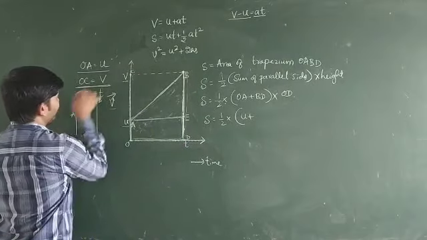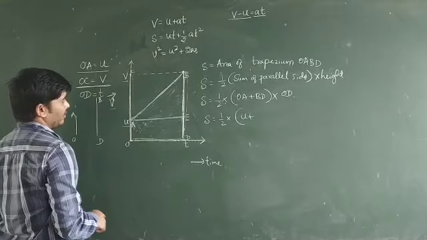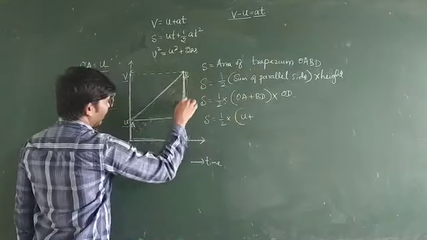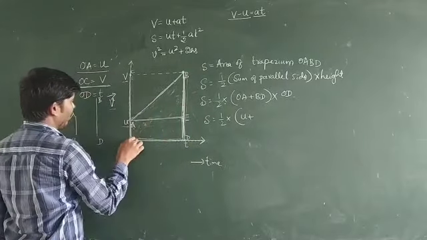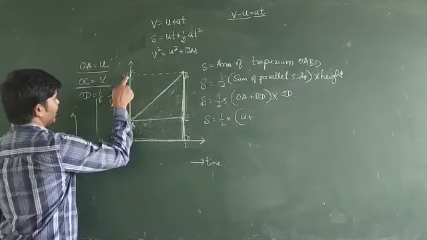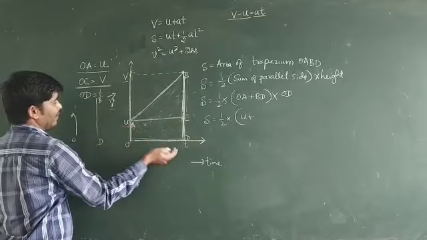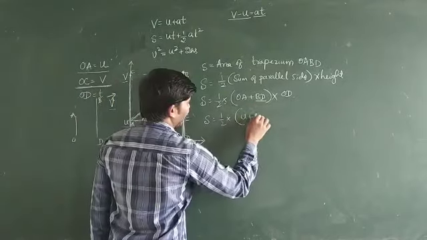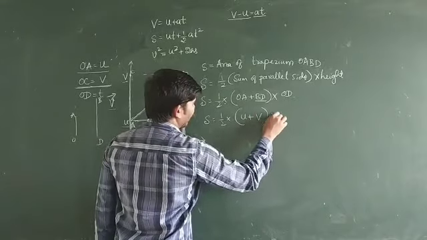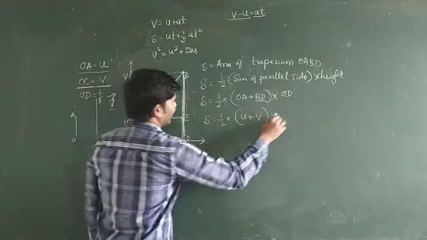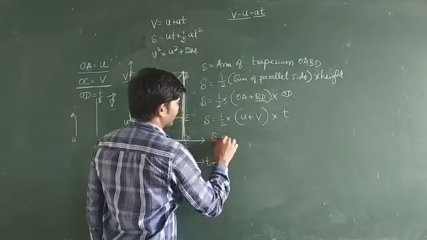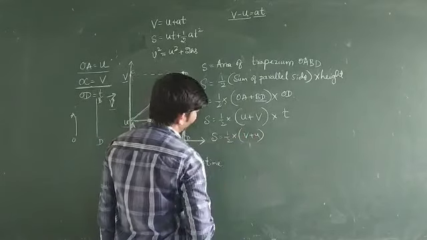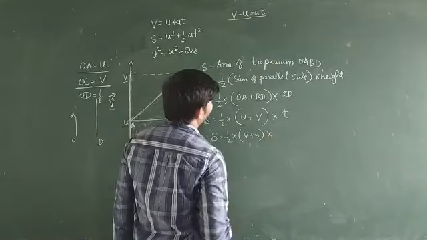So OC is equal to what? V. So look at this carefully. BD is equal to CO or OC. So from this diagram, the velocity triangle, OC is given as V. So in place of BD, you can write V, and OD is equal to T. S is equal to half into V plus U, or U plus V, into T here.